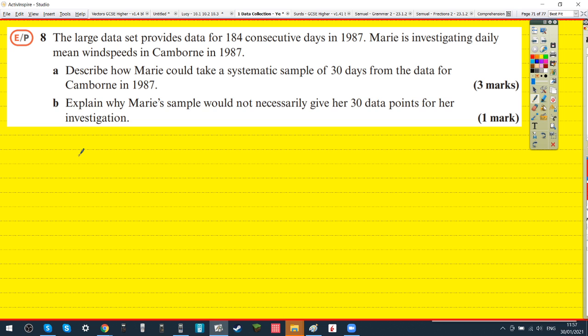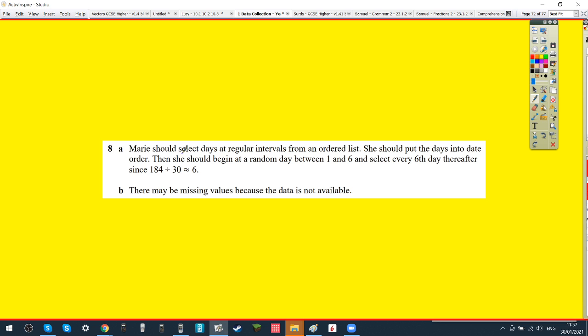What answer do you get? I got 15 over 92. 15 over 92. Yeah. Sorry, other way around. You were right. 184 divided by 30. What do you get? Okay. I got 92 over 15. Press S to D. 6.13 recurring. So let's say start in a random position and go up by 6 every time. Yeah. Start a random day and then every 6th thing.